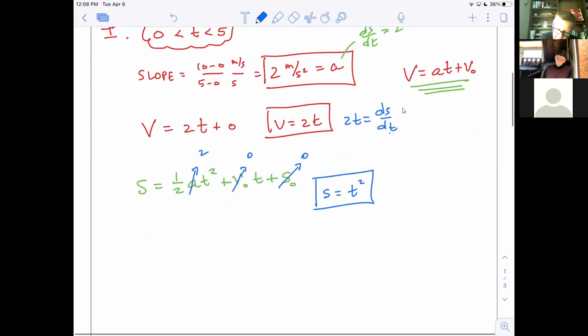So what is S? This is really important. What is S at 5 seconds? If I throw 5 in there for time, 5 squared is 25, I get 25 feet. So in that first 5 seconds, the rider made it 25 feet.